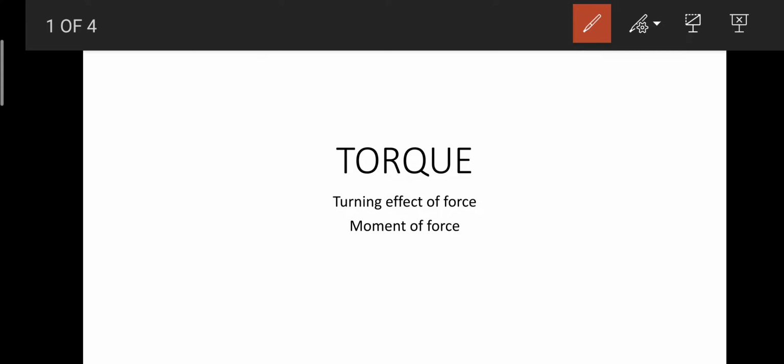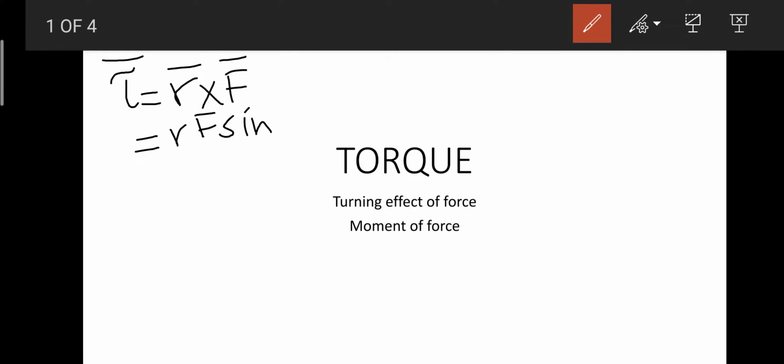So talking about its formula, the formula for torque we generally use is tau equals r cross f, and obviously this is a vector product, so we are putting an arrowhead over them. So tau equals r cross f, and if I open this cross product, I get r f sine theta, right? And this tau equals r f sine theta.